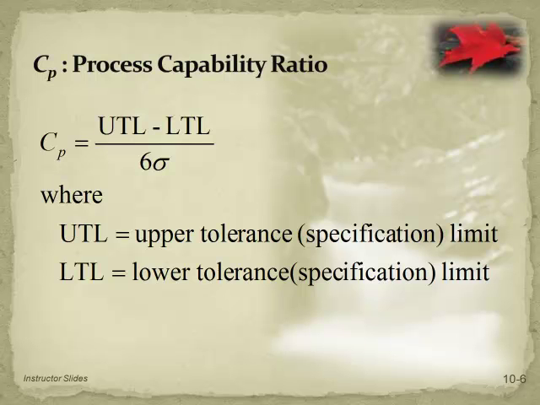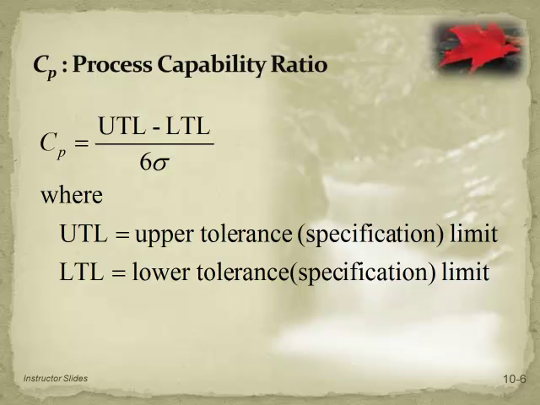The other is just a special case of this. I think this is the important one here. This is the one that I want you to be able to understand and do. It's called CP, or process capability, and the formula is shown in this slide here.